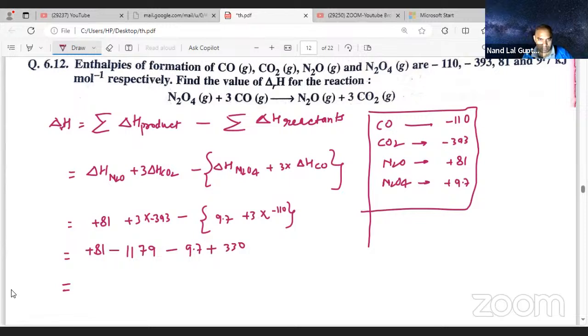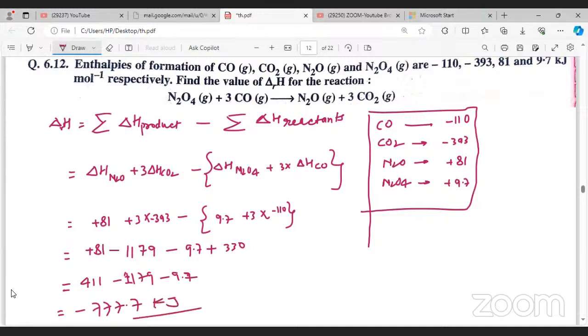So 81 plus 330 is 411. Minus 1179 minus 99.7. So what will be there here? Minus 1179 minus 9.7. It is coming, Sana, minus 777.7 kilojoule.